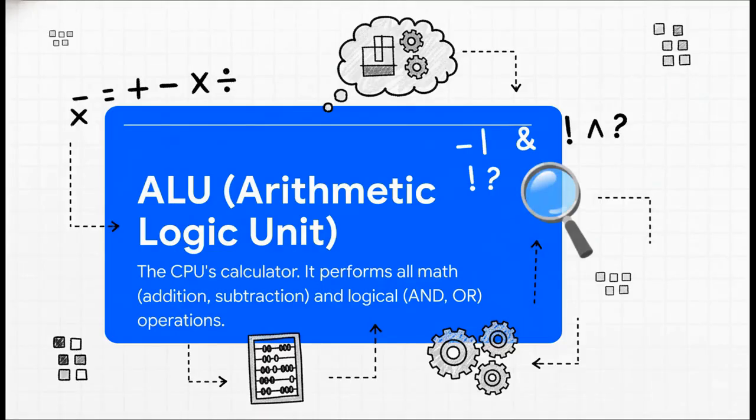First up, the ALU, the arithmetic logic unit. This is the part of the CPU that does all the heavy lifting. It's basically the processor's own super fast calculator. It handles all the math, addition, subtraction, you name it, and all the logical stuff like comparing if one thing is bigger than another.